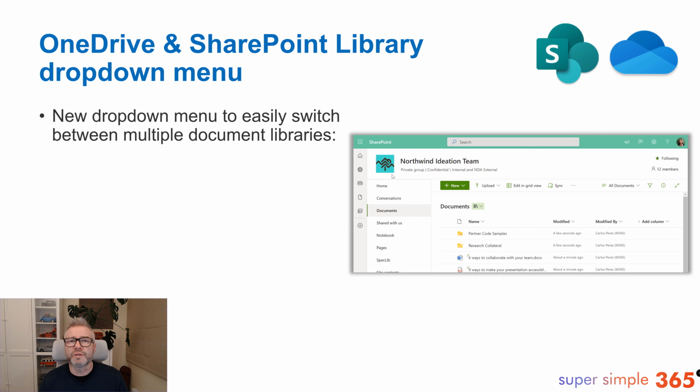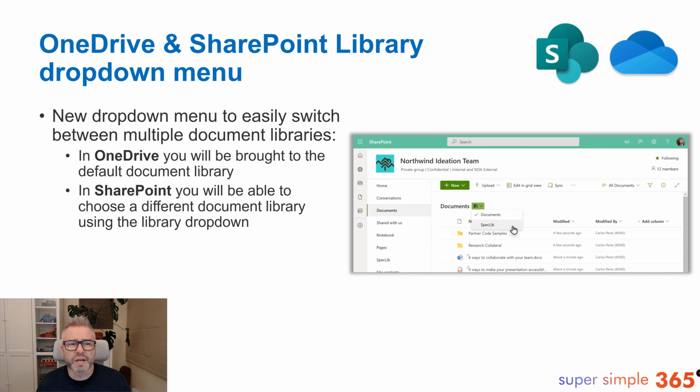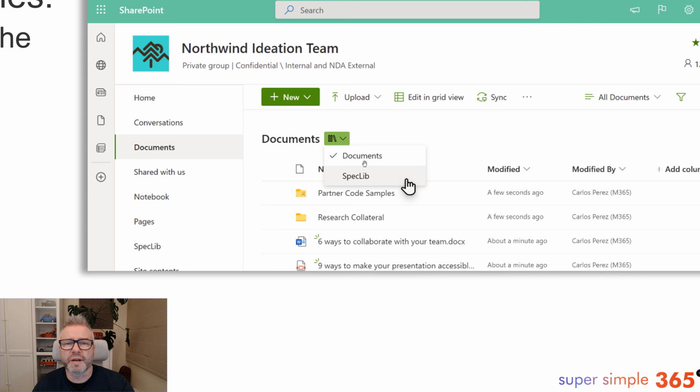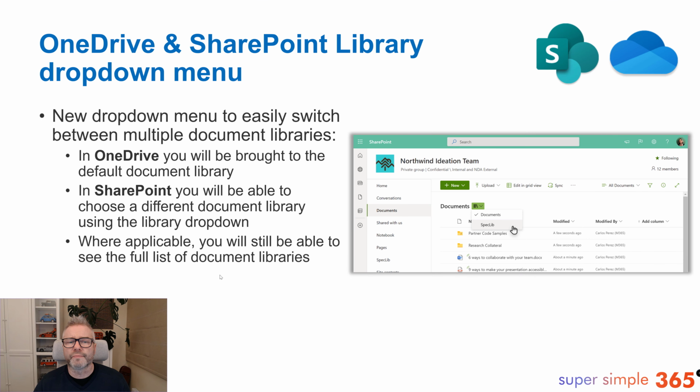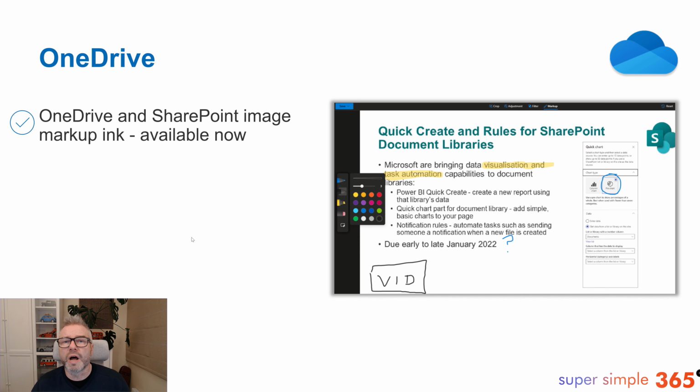Okay, so into OneDrive. The OneDrive and SharePoint library drop down menu. So this is going to make it a little bit easier for you to switch between multiple libraries that you have. In OneDrive, it will take you to the default document library that you're looking at. In SharePoint, it will allow you to choose different document libraries. You can see down the screen. Let me just zoom in on that for you actually. You can see there that you've got a drop down and you can choose the library that you go to. And where applicable, you'll still see a full list of document libraries. And this is due mid-January up to early February.